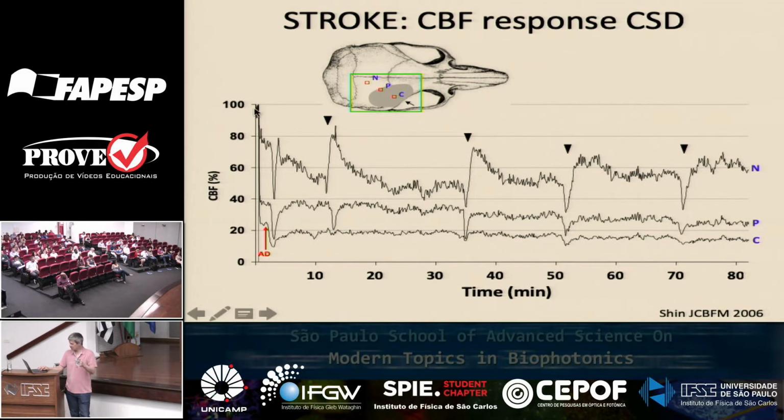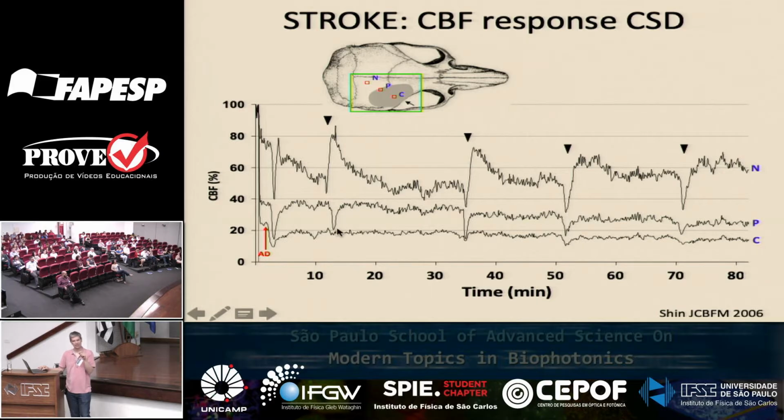So you induce the stroke, you see the core goes down to below 20%. The penumbra is around 40%, and the surrounding healthy tissue is also compromised. But what happens is we see these spreading depression waves happening every tens of minutes. And they actually circle around the core of the stroke. It's kind of interesting. Every time that spreading depression wave happens, you see in the penumbra, blood flow goes down, but it never goes up.